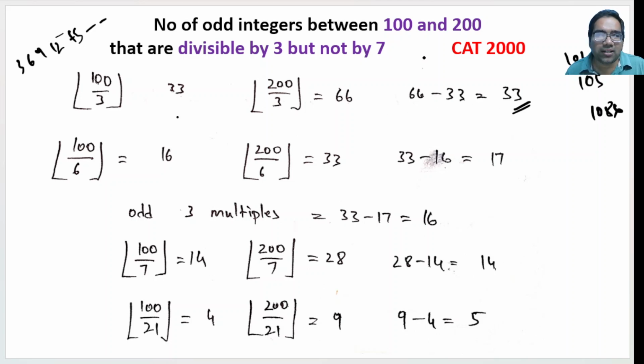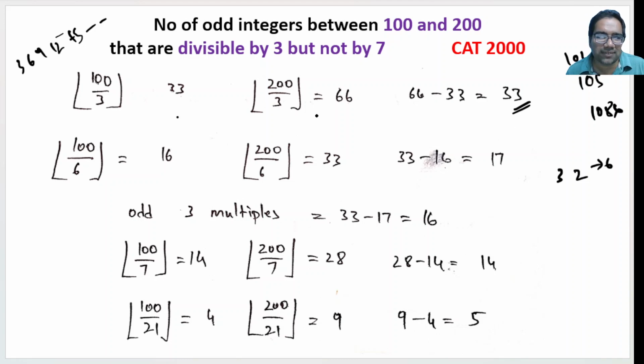So, what are the odd multiples of 3 between any two numbers? Between 100 and 200. We know the total multiples. For odd multiples, let us subtract the even multiples of 3. How do you find even multiples of 3? An even multiple of 3 means it is a multiple of 3 and 2 simultaneously, which means it is a multiple of 6. Now, if you subtract all the multiples of 6 from the total multiples of 3, what will be left is only odd multiples.